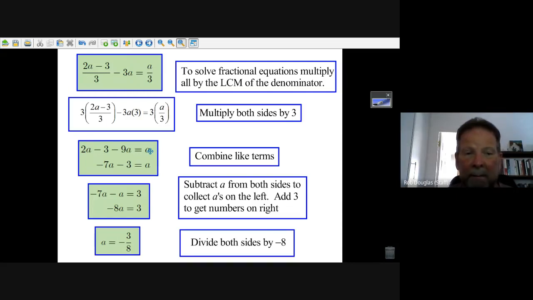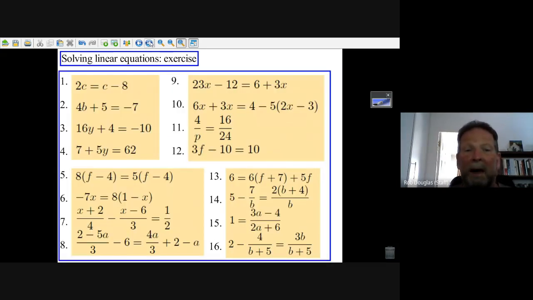Now, we are going to go 2a minus 9a, combine the like terms as minus 7a. Then we're going to add 3 and subtract a from both sides. If we subtract a, we get minus 7a minus a is minus 8a. If we add 3 to both sides, it'll be 0 on this side, and we'll get plus 3 on this side. Now we've got the a's on one side, numbers on the other. We divide by negative 8, and we get a equals minus 3 over 8. And that's our answer.